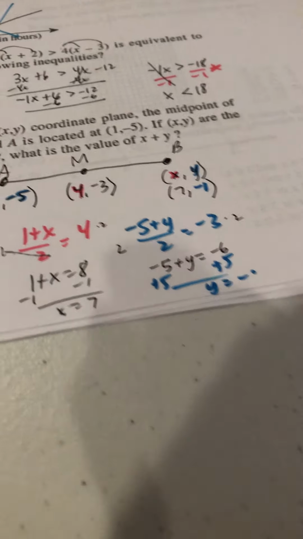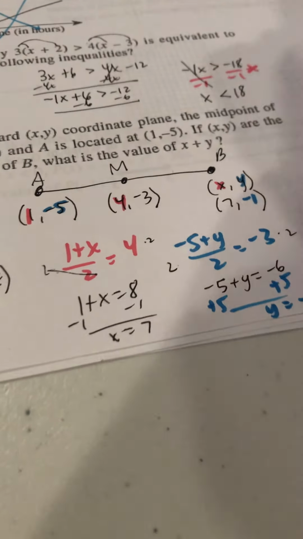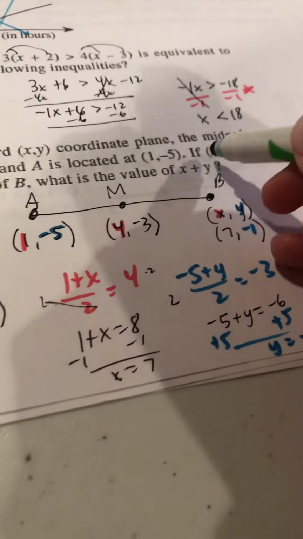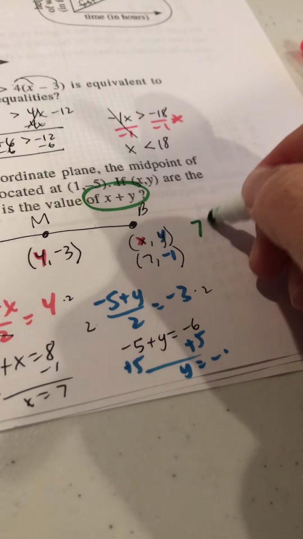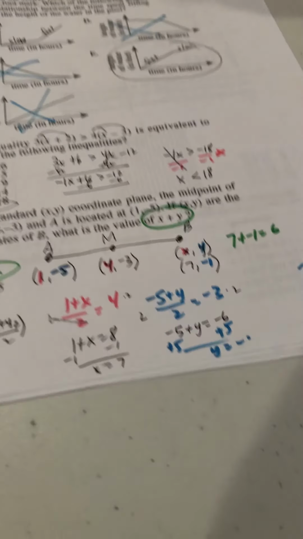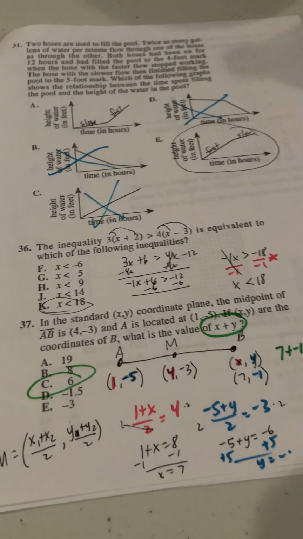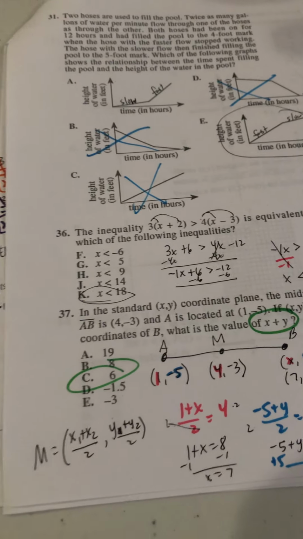Right, so looking here, the question is, what is x plus y? So 7 plus negative 1 is 6. That's a toughie. All right, let's move on.